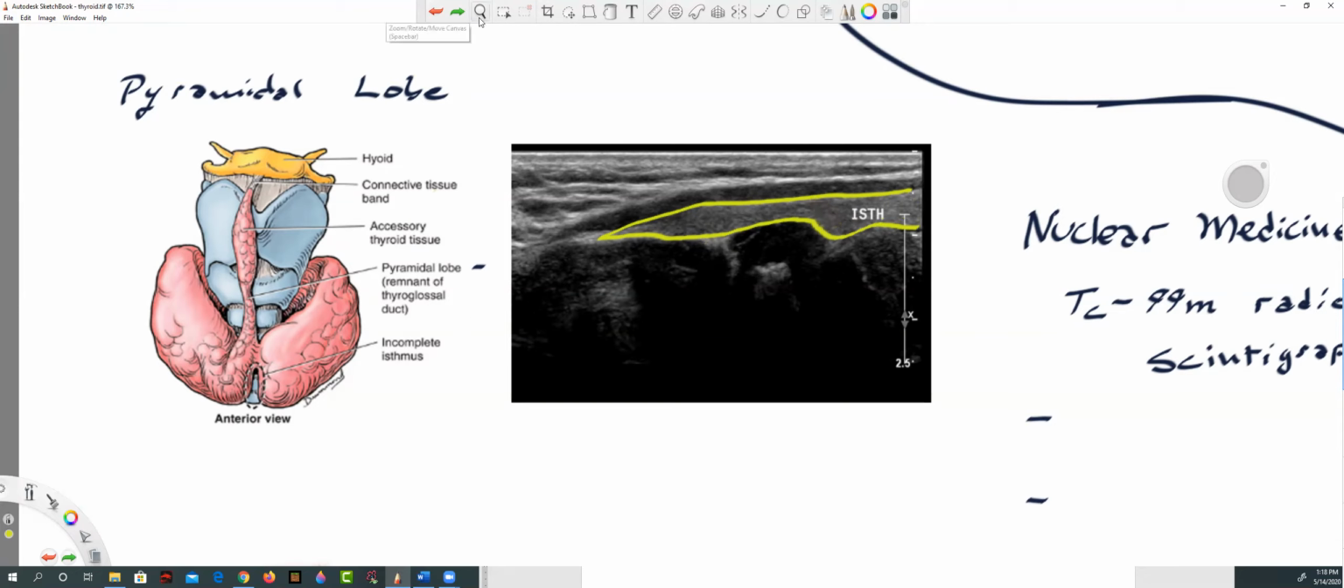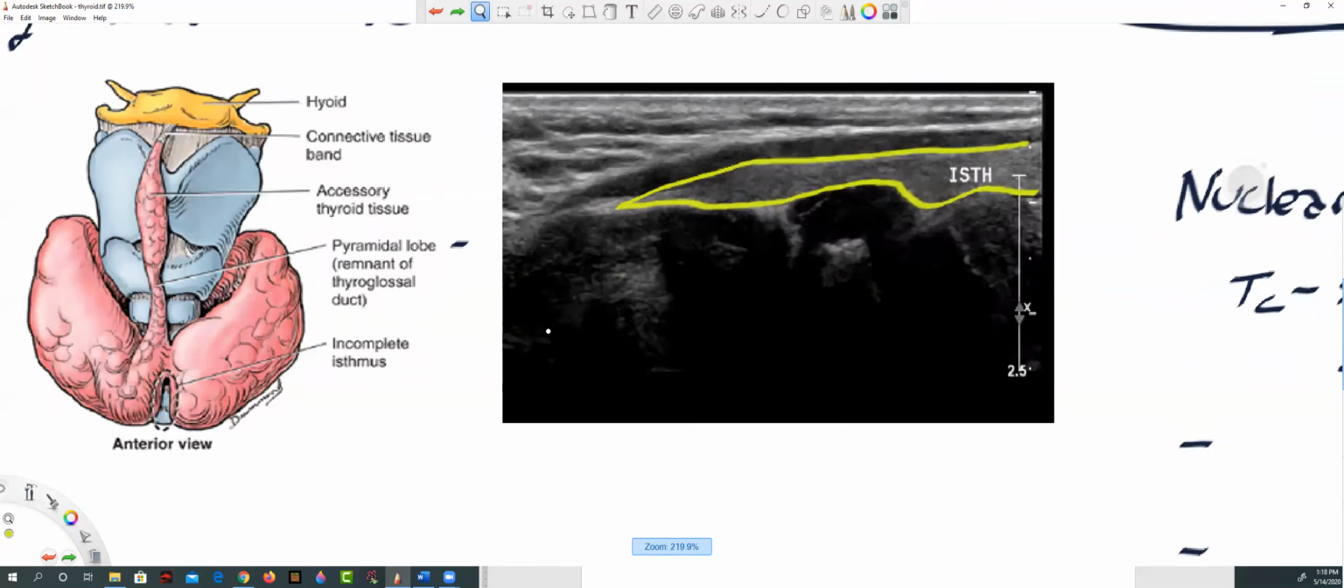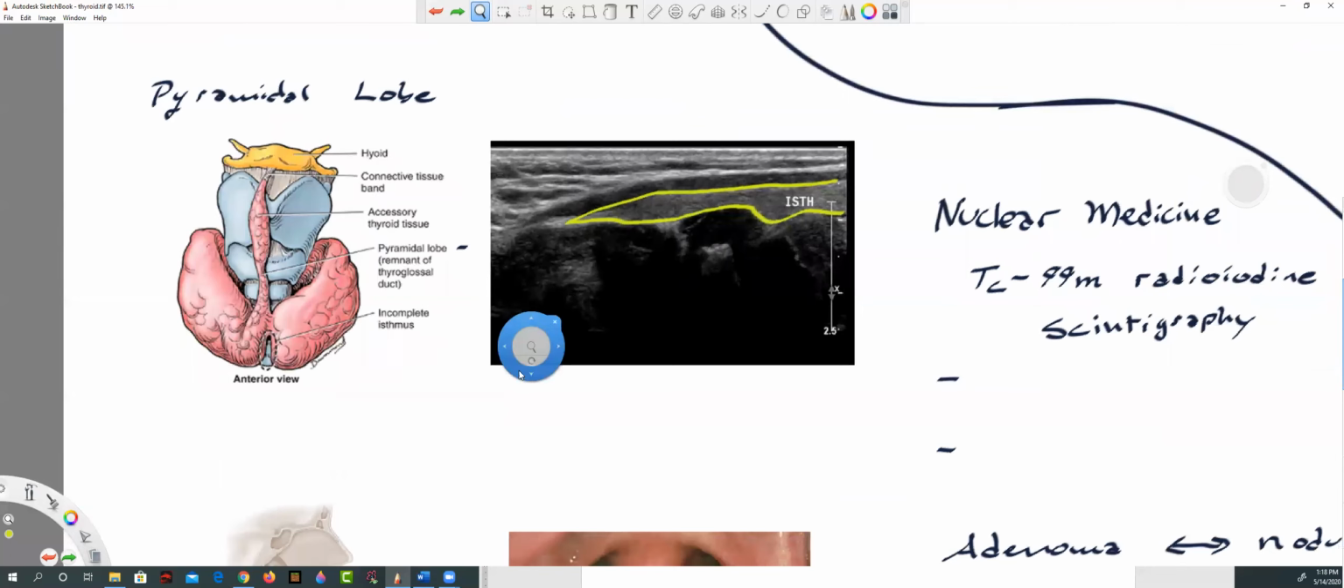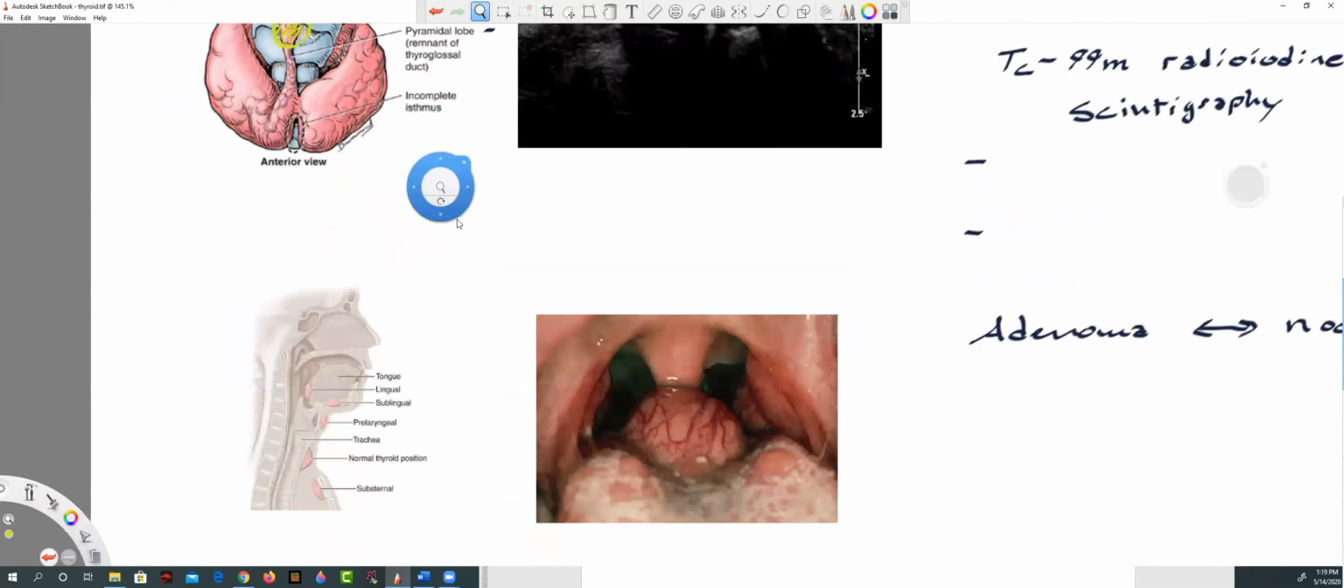The other possibility, we're going to mention later, is that instead of a pyramidal lobe, all the tissue is not in there, but you could end up with a cyst right dead center. That's a thyroglossal duct cyst. We'll talk about that in a moment.